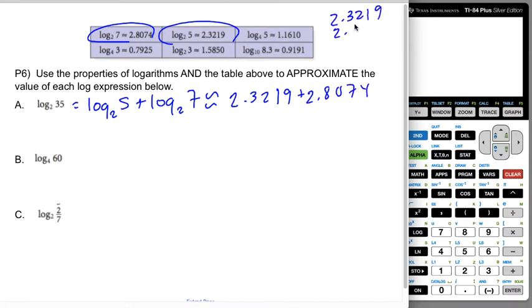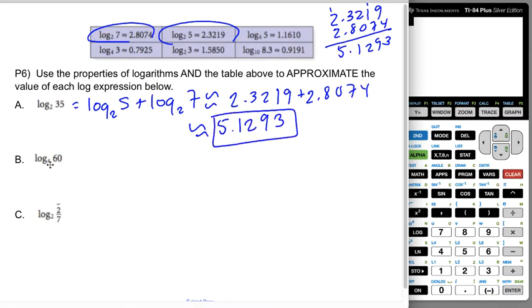If we were to add those, because I'm going to be too lazy to type in the calculator. I don't know if this makes me more lazy or less lazy. Okay. So it's a 3, carry the 1, 9, 2, 1, carry the 1, 5. There we go. So we get that this is approximately 5.1293. Right? Log base 4 of 60, well, this one's a little bit tricky.